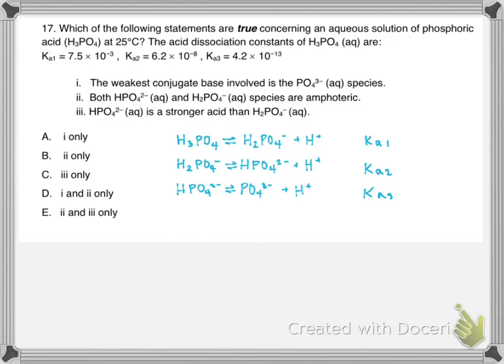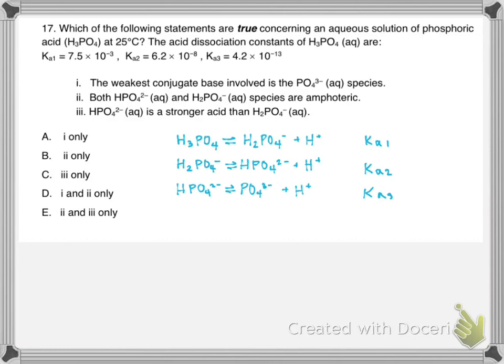Okay, here we're talking about phosphoric acid, and it gives us the 3 different Kas for this. And whenever I see all the different Kas, what I like to do is write the dissociations that correspond to each one. So I've done that down there below. And now we can address the different statements there.